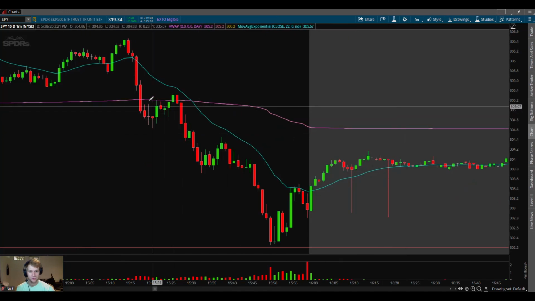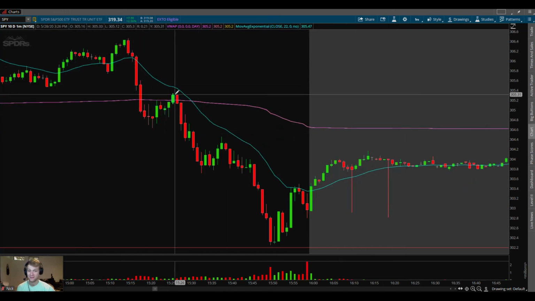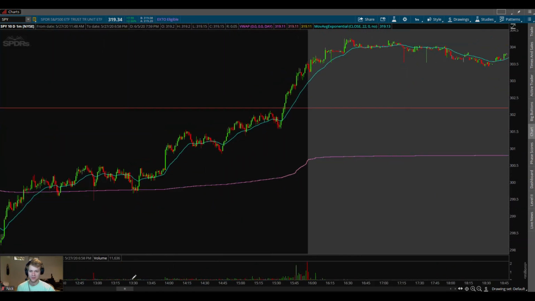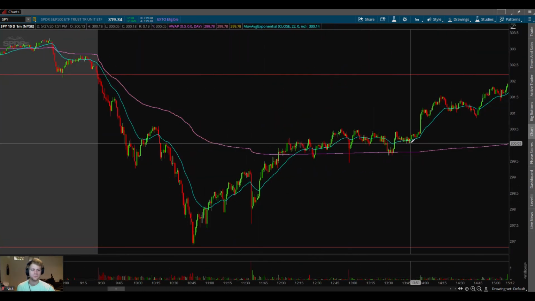Just judging on this one alone, you've got the crossover, you've got the failure to break, and then you've got the move lower. Nice little VWAP move here. But look, the market even respects VWAP.